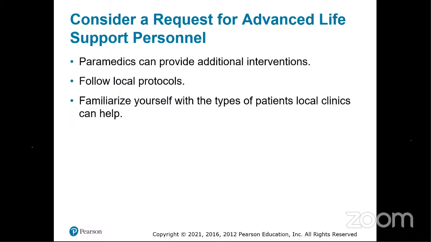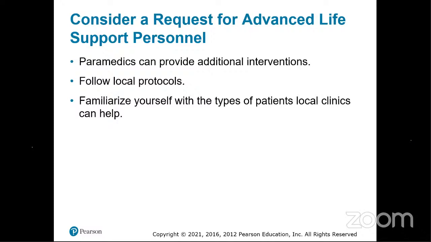Consider requests for advanced life support. As paramedics, we have a lot of different drugs and interventions. We can decompress chests, we can do IVs, we can do lots of different things that way. Be familiar with the site, and then follow up with protocols. For our area, you can call and request it. Most of the time in North Sanpete, one is paged with every call, or one responds.